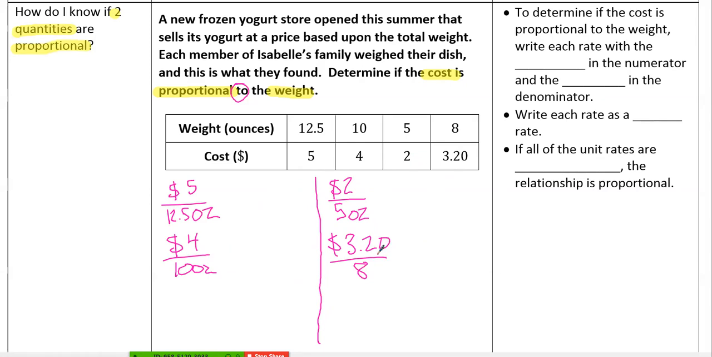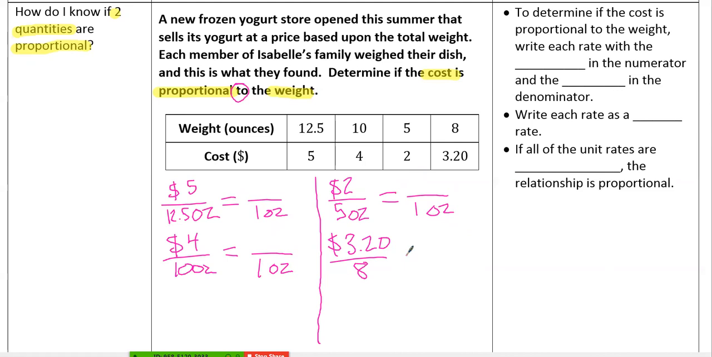Should we write these all in simplest form, or should we use unit ratios? I hope I hear you out there saying, unit ratios, Mr. Plunkett. Right, we want ones in the denominators. We want 1 ounce, it's like a unit rate, isn't it? Those unit rates are coming back to haunt you. I know you're scared. Don't be scared. They're not hard to find. I'll show you how.